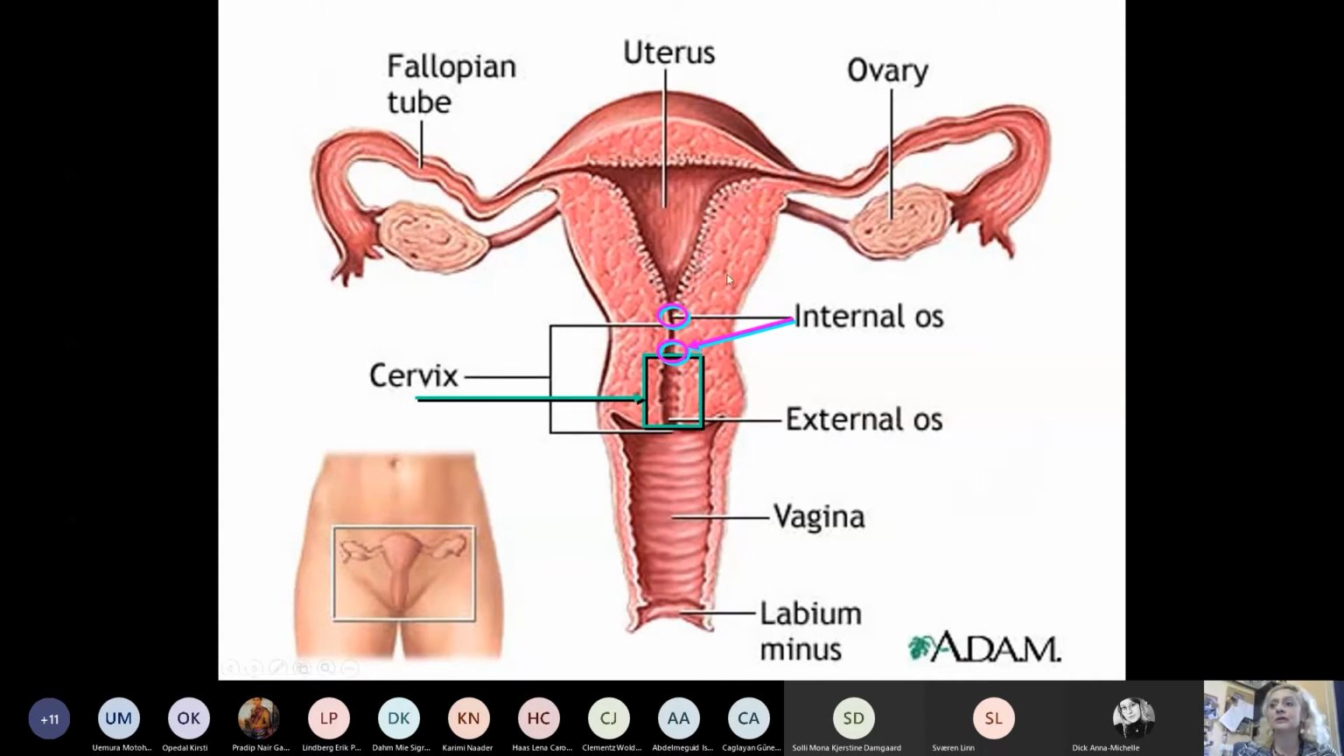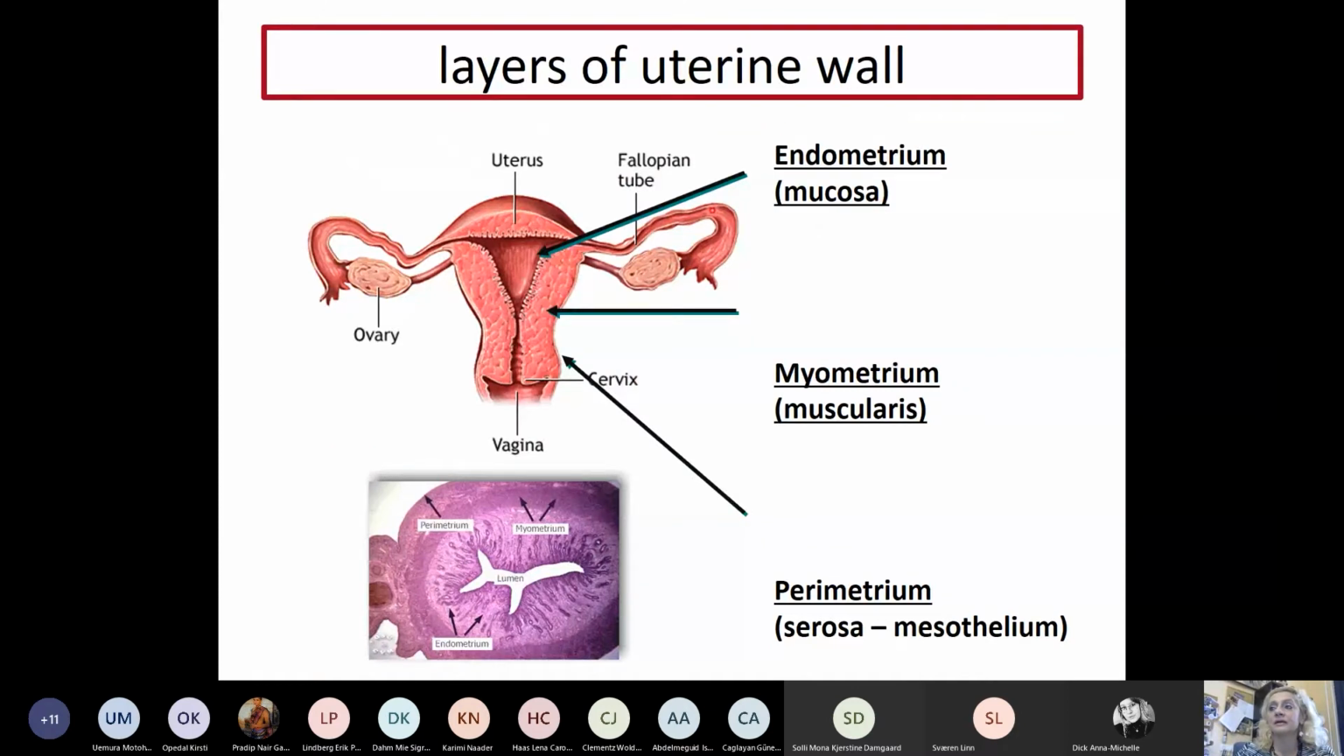And the corpus wall, uterine wall, has a different histological structure than the cervix, but the main layers are the same. The endometrium, the myometrium, and the perimetrium. This is the usual layers of any layered organ. Actually, that we first have a mucosa, a mucus layer, then a muscular layer with smooth muscle, and then adventitia or serosa, depending on whether the organ is intraperitoneal or not.